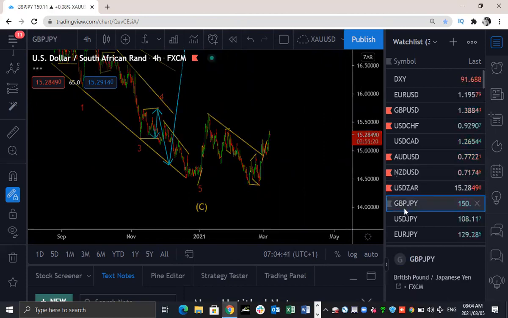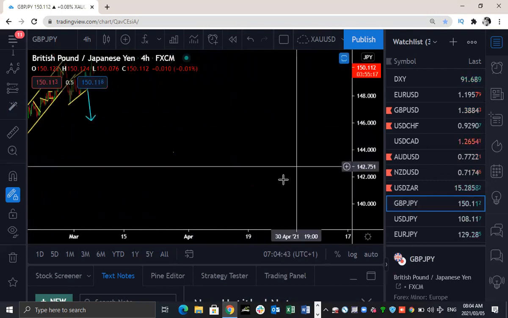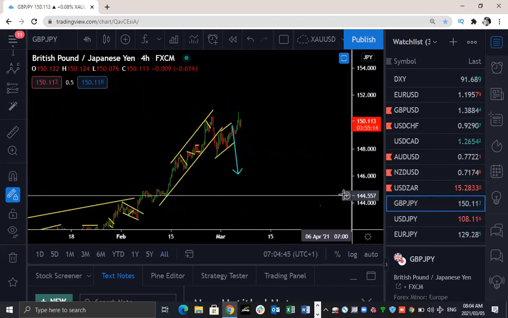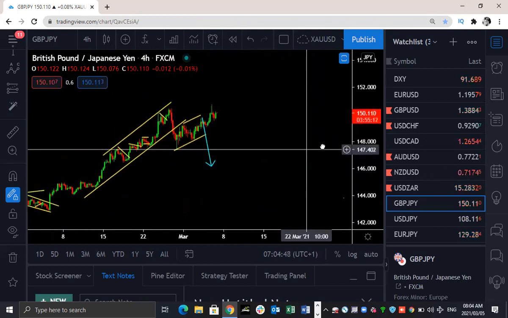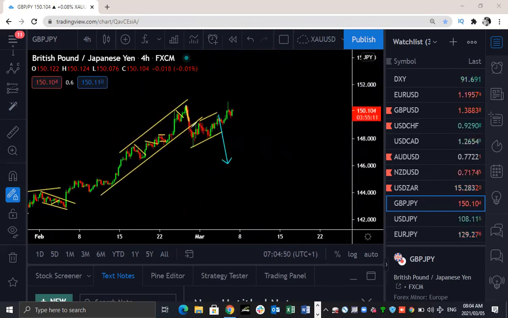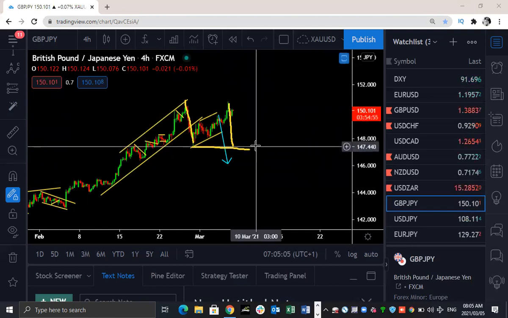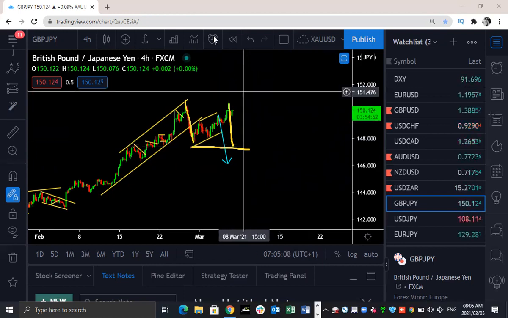Pound yen. Pound yen has been going up correctively. Will pound yen drop and give us a corrective structure here as follows? 1, 2, 3, and then continuation to the upside. This has been coming up correctively after this impulse. So I would expect pound yen to come and retest the lows at about 147.44 before resuming up higher.